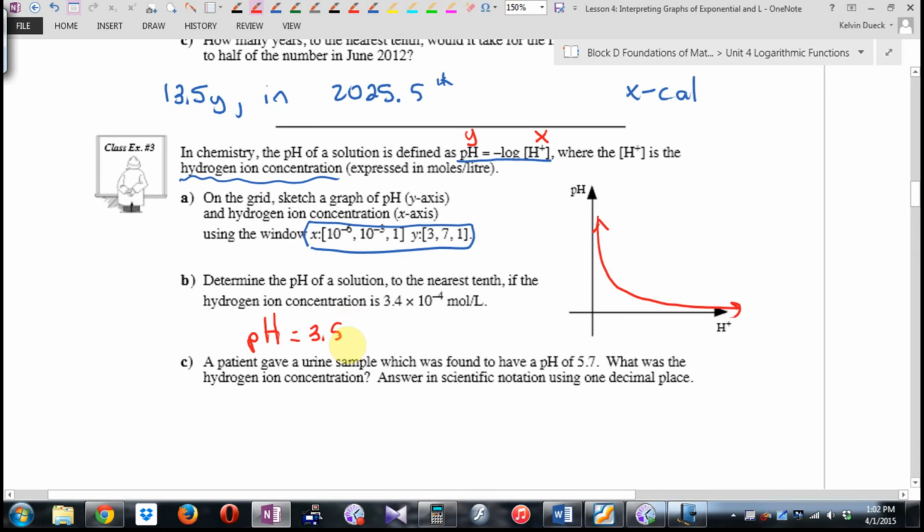By the way, who remembers from their Science 10 or their chemistry, does that mean it's acidic or alkaline? What does water have as its pH? Because water is neutral. 7. So is this less than 7 or more than 7? Less than. This is acid. This is very acid. Alkaline is bigger than 7. Acid is less than 7.